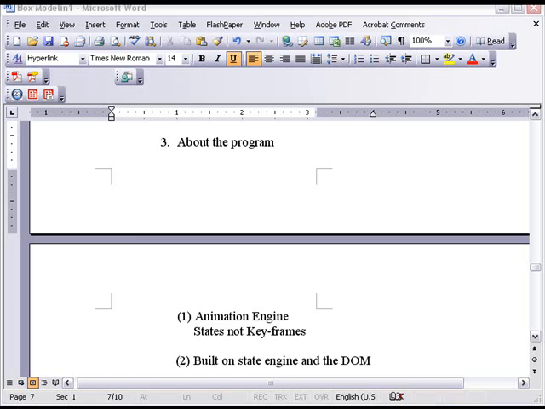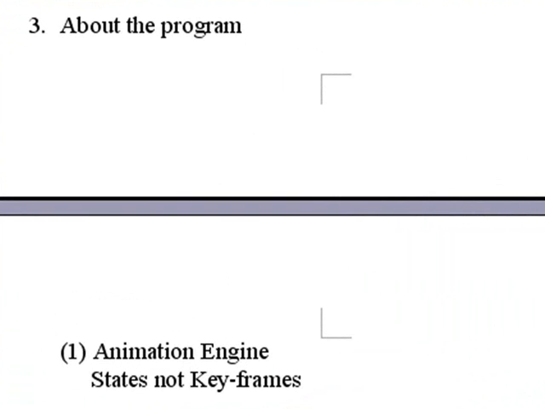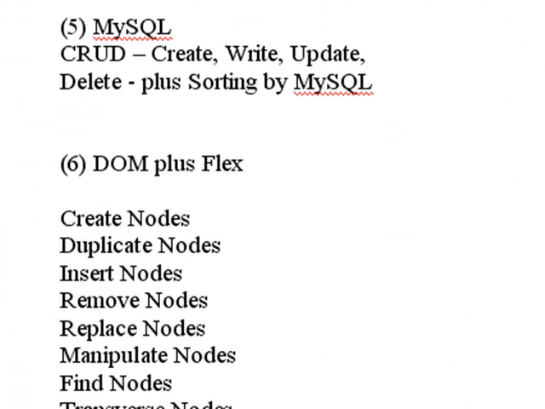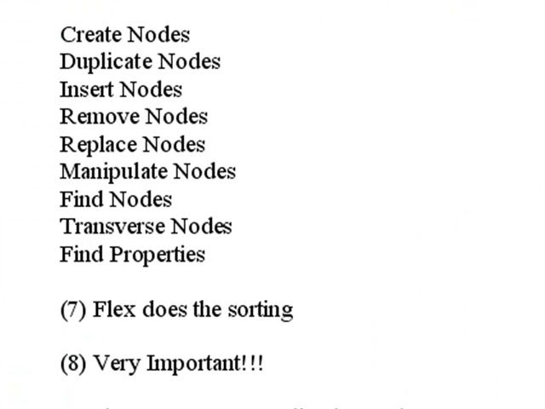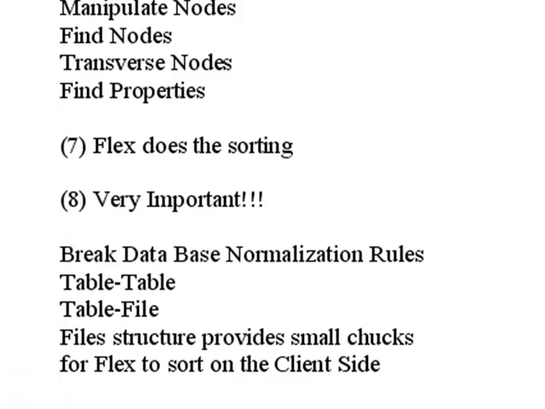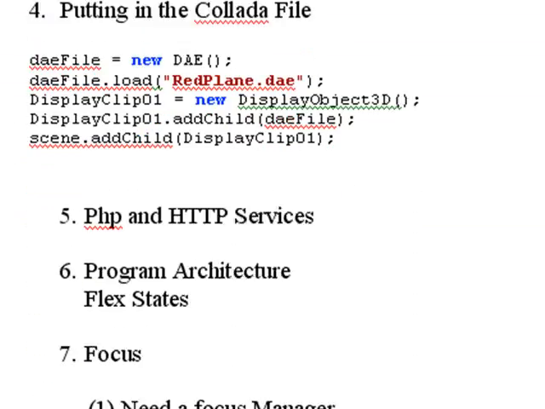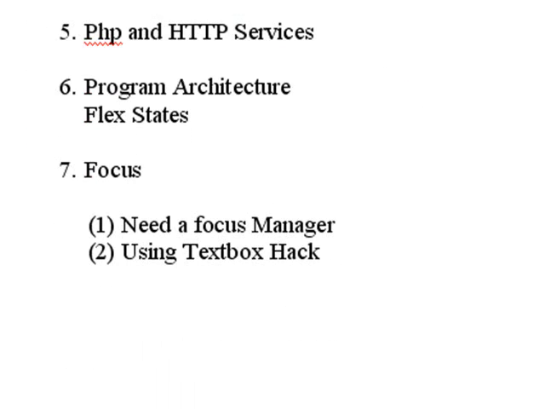So we're going to be discussing how the program was built, and there's a number of elements to that. The animation engine, building on a state engine, the DOM, MySQL, DOM versus Flex, DOM with Flex. Flex does the sorting, and some very important issues. Then we'll show you how to put the Collada file right into the PV3D program. It's really simple. People make it complicated, but it only takes about 5 lines of code to put a Collada file into PV3D. Talk about PHP and HTTP services and the program architecture as far as using states.